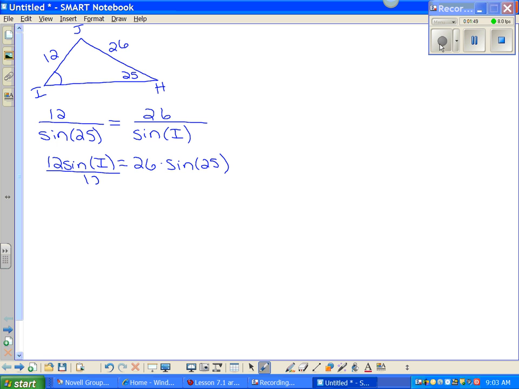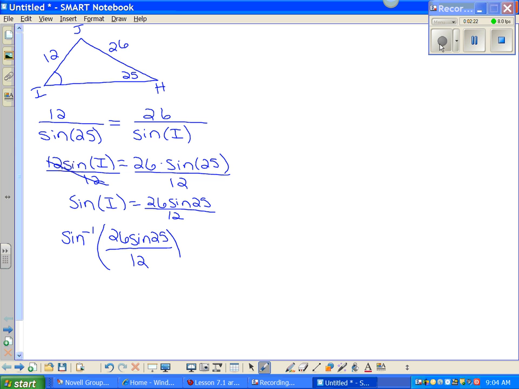Good. All right. Now what? Enter what into your calculator? Yes. Good. I want to take the inverse. Okay. What does I represent? An angle. How do I find angles? Good. So what you're going to put in your calculator is sine inverse of this. Go ahead, do it. I'm not doing it for you. Not yet. I'm making everybody type it in.